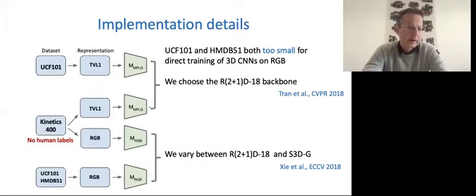Then for step 2, we rely on Kinetics 400, but without its human provided labels. We extract, again, the optical flow and also the RGB features. And for the optical flow, we again rely on the R2+1D-18 backbone. And for the RGB network, we vary between 2 backbones, the same one that we use for the optical flow, but we also explore an S3D-G network by Xie et al. from ICCV 2018. And here again, the small scale data sets on which we report are UCF101 and HMDB51.